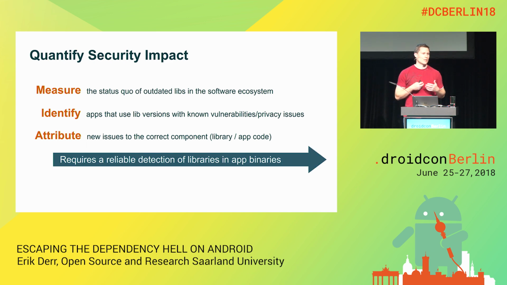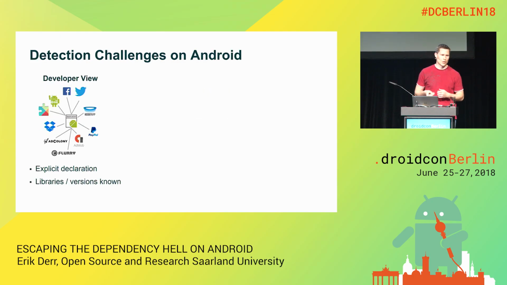All those 3 tasks require that you have a reliable way of detecting libraries, even down to the specific versions, in the application binary, so in the compiled APK. So how can we do this? The challenges in detecting the libraries can be explained best by looking at how the libraries are integrated.